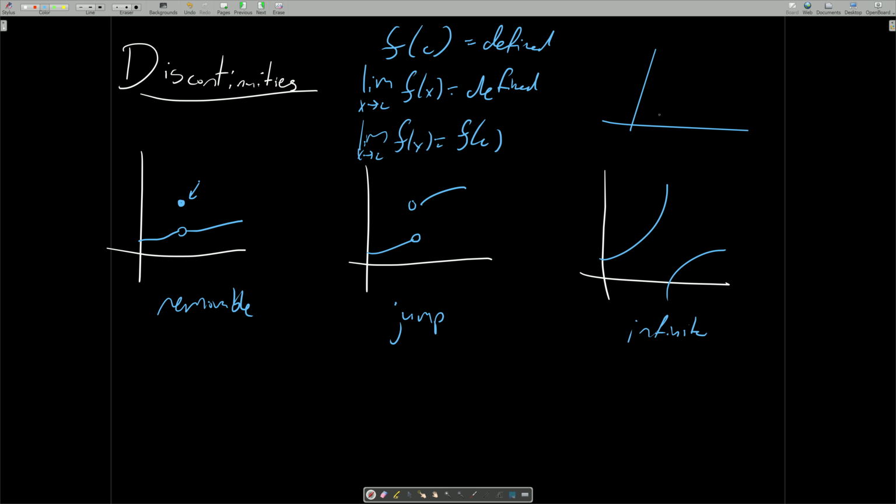So let's say we have this right here. Let's say this is the point. This is defined, f of c. The limit is also defined. You can see the limit approaches its true value. This is a continuous function right here.